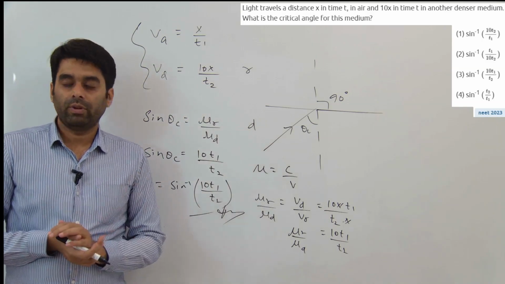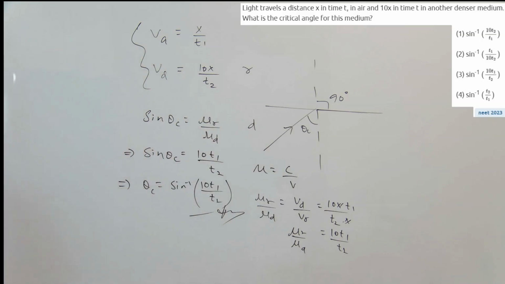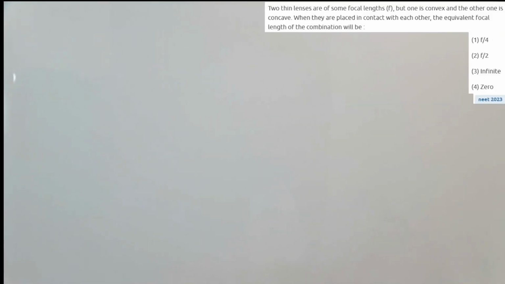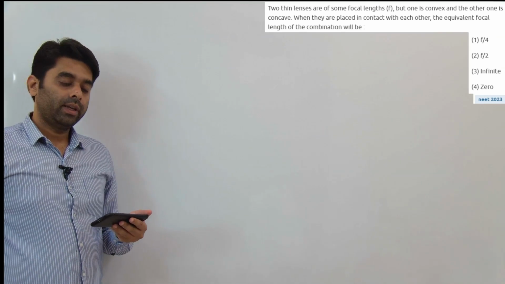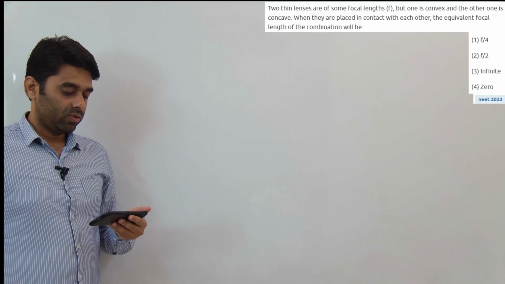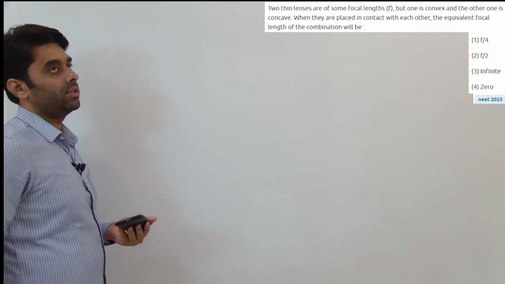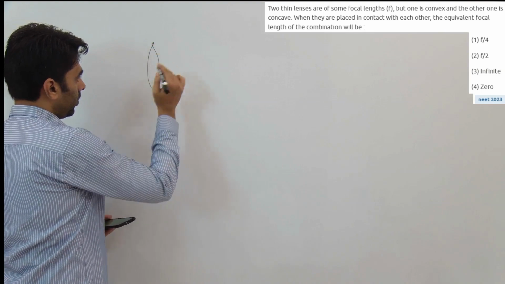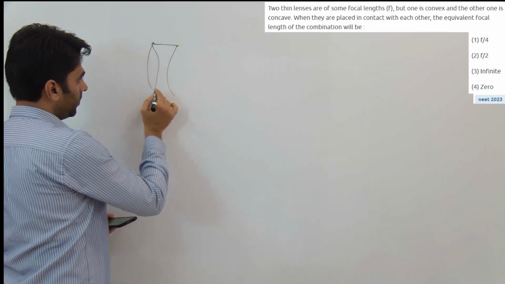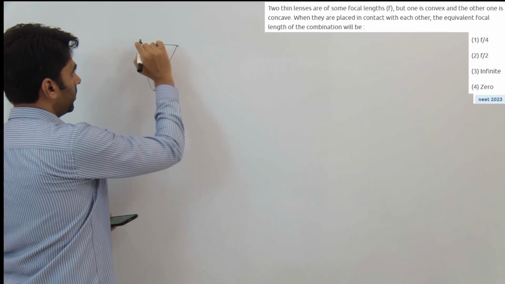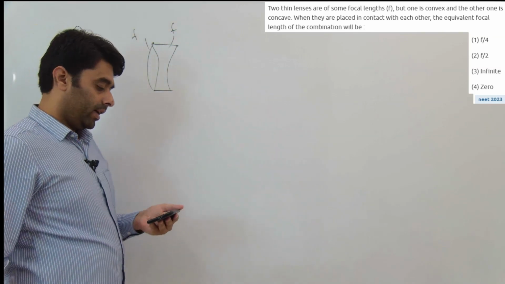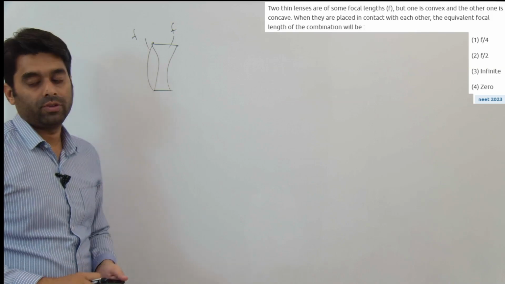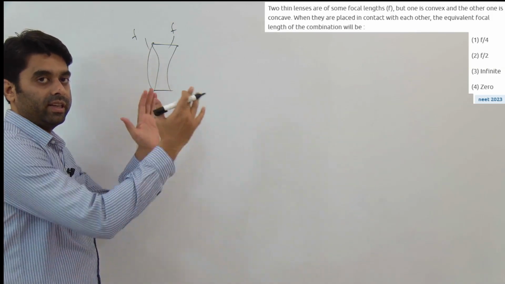Let's look at the next question. Our question says two thin lenses are of the same focal length f, but one is convex and the other is concave, when they are placed in contact with each other. So one is a convex lens and the other is a concave lens, both having focal length f, and the equivalent focal length of the combination is, how do we write equivalent focal length when lenses are combined?